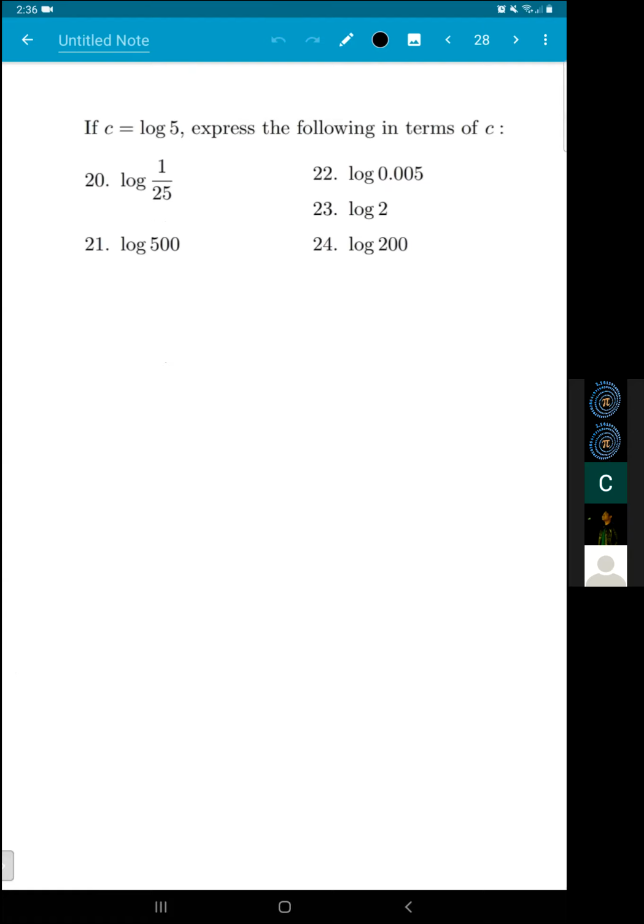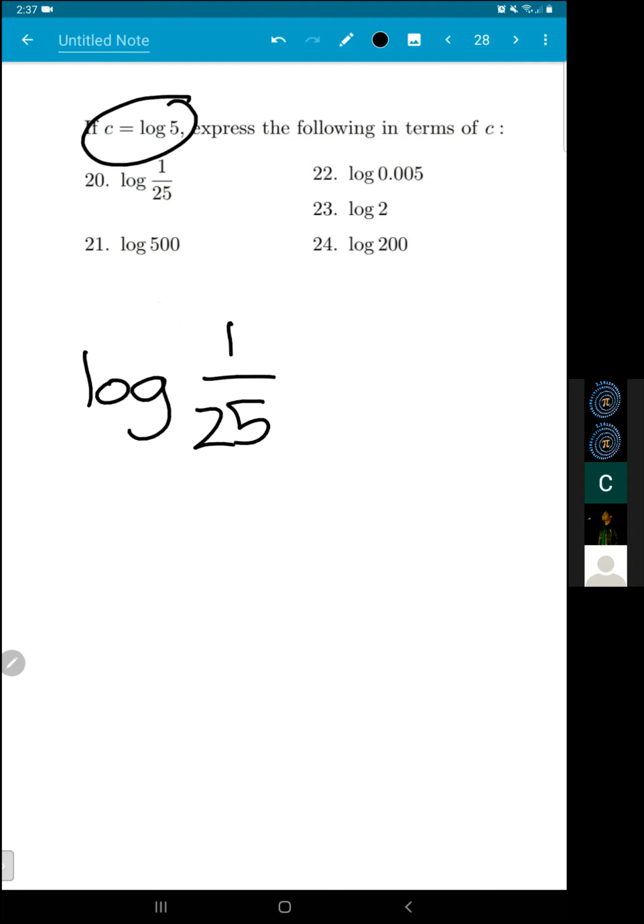Now let's look at the problem here. If C is log 5, express the following in terms of C. Let me illustrate for number perhaps 20 and 21. Log of 1 over 25 here. C is log 5 base 10. So since we have a 5, all we have to do is write 25 or 1 over 25 in terms of 5. And you can easily perhaps see that 1 over 25 is just 5 to the negative 2.